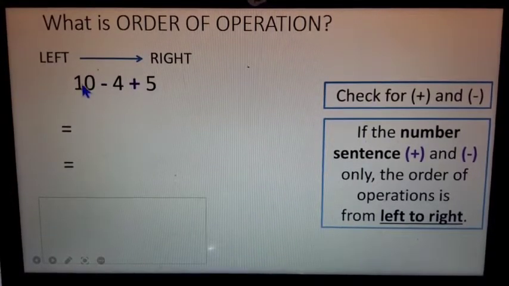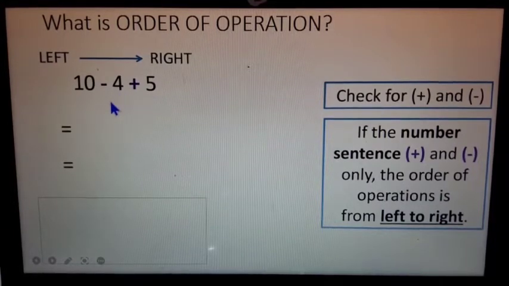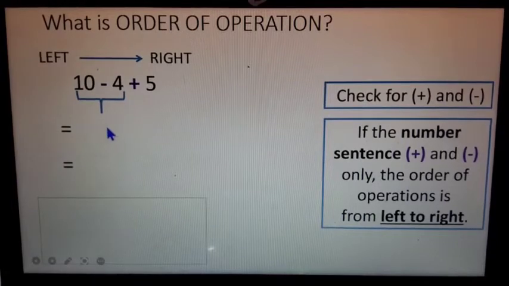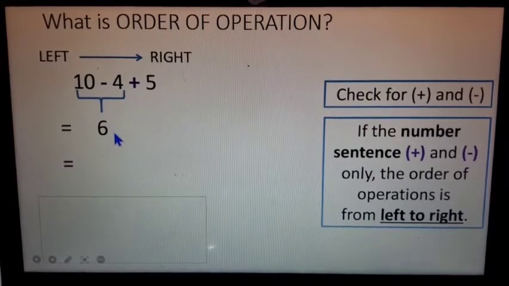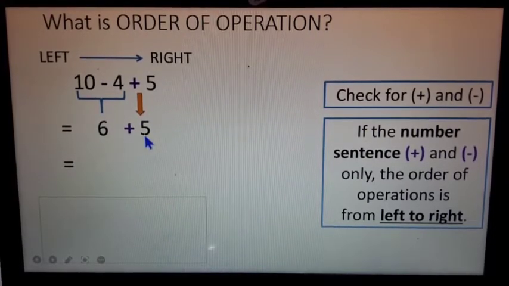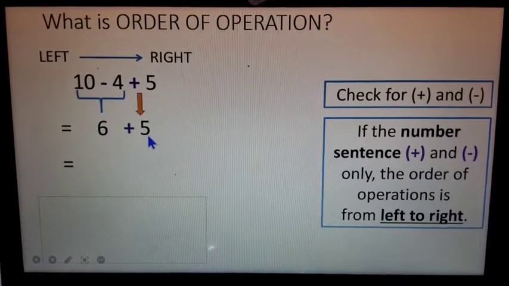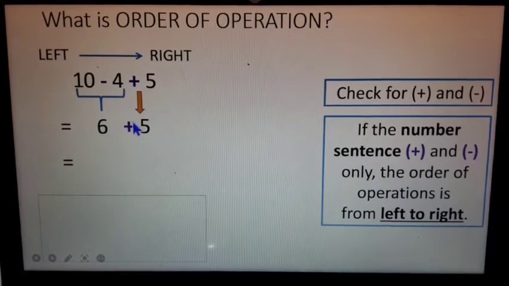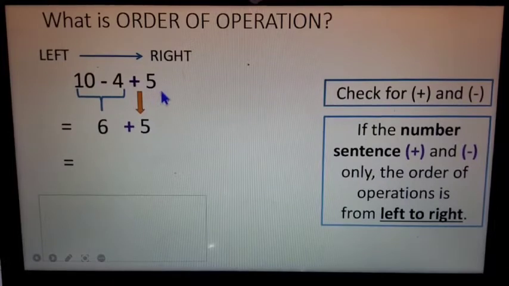Okay, so from the left, it's 10 minus with 4. So what is the answer, class? Yes, the answer is 6, isn't it? Next, what should I do? I bring down the next operation, which is plus 5. Okay, after I subtract, then I add to the right.